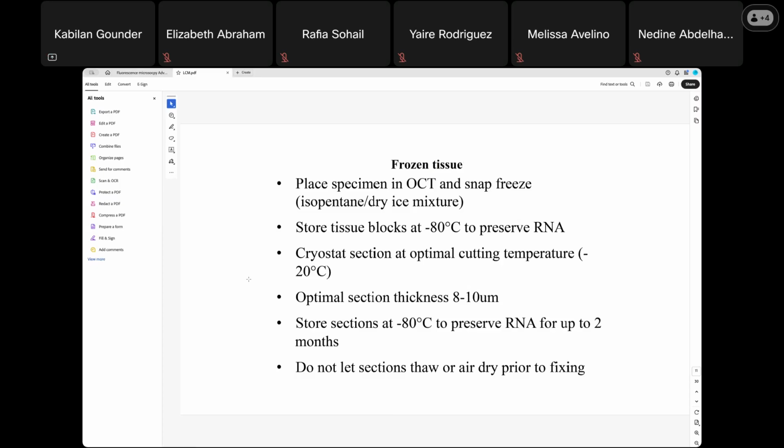For the frozen sections, we already know that liquid nitrogen fixes your sample if you are using cryofixation. OCT is a compound, a medium, the optimal cutting temperature compound. At room temperature it is semi-liquid, but when you bring it to minus 20, it becomes ice.